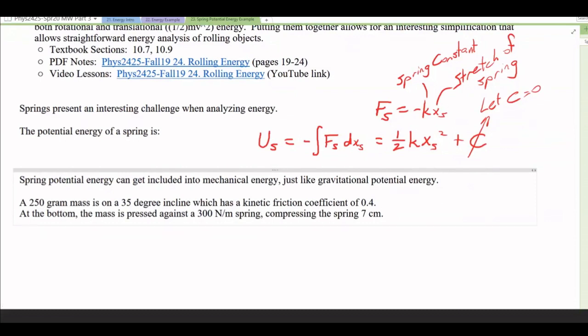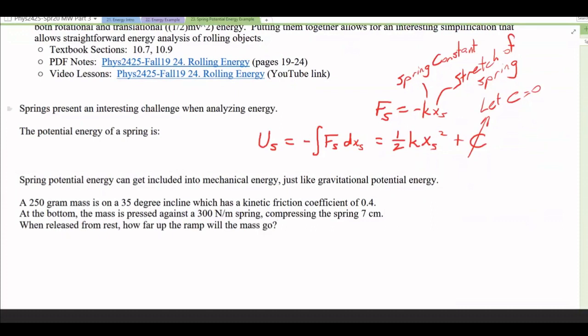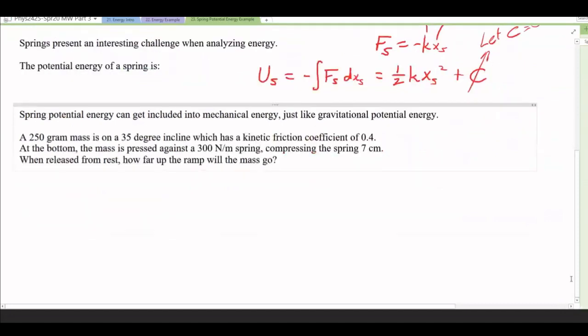And then when released from rest, I want to know how far up the ramp the mass will go. And this might be similar to one of your homework problems. I haven't really taken a look at that since I assigned the homework last week, but it's a pretty good example for me to go through that includes spring energy and gravitational energy and friction energy. So let's start out by having a nice diagram of the situation.